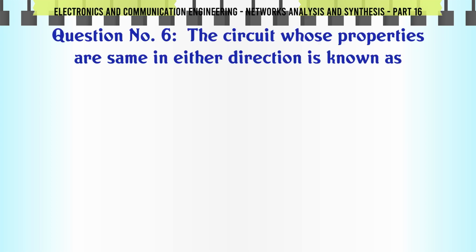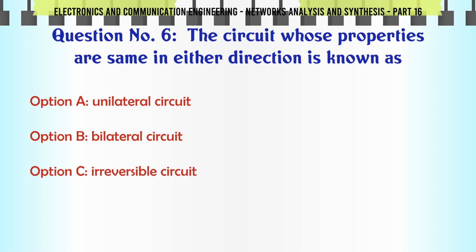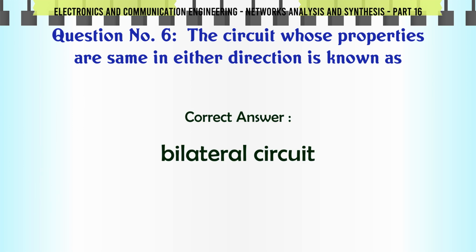The circuit whose properties are same in either direction is known as A unilateral circuit, B bilateral circuit, C irreversible circuit, D reversible circuit. The correct answer is bilateral circuit.